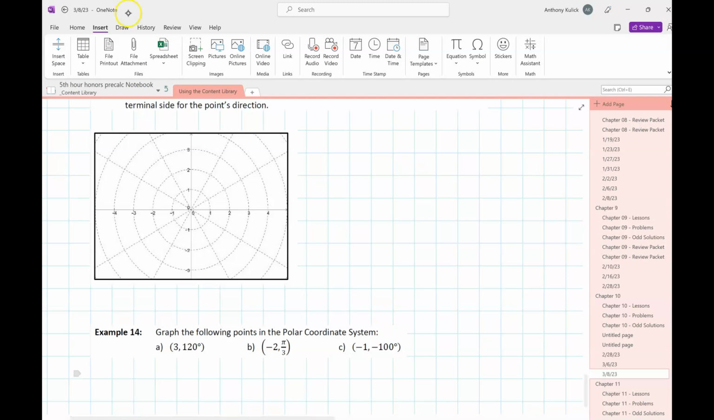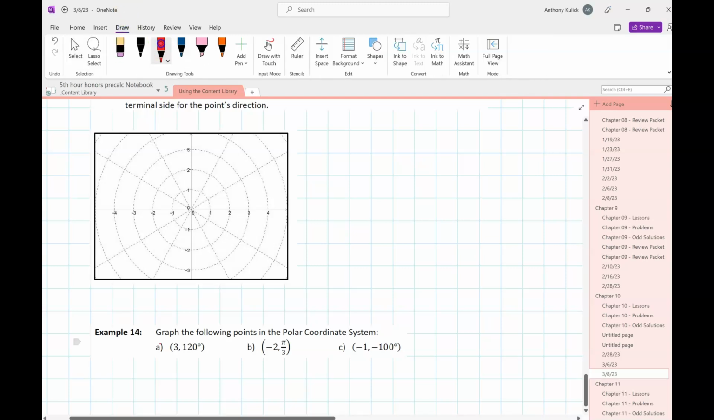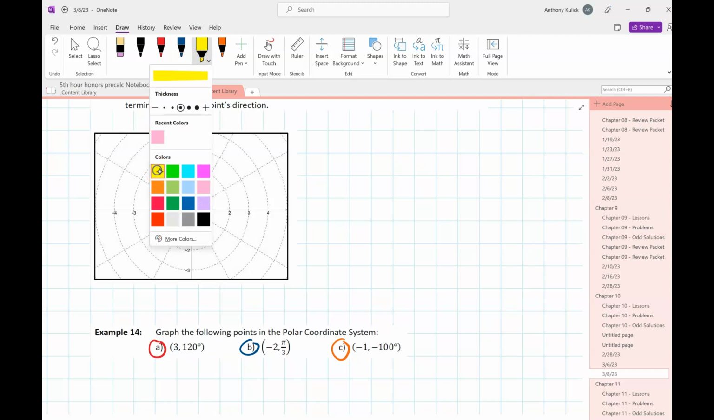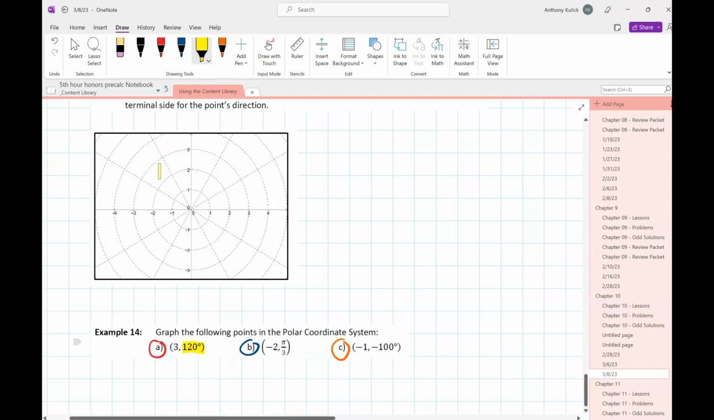So we'll color code this. All right, so the first thing I like to do is look at the angle. So I'm going to identify a 120 degree angle.